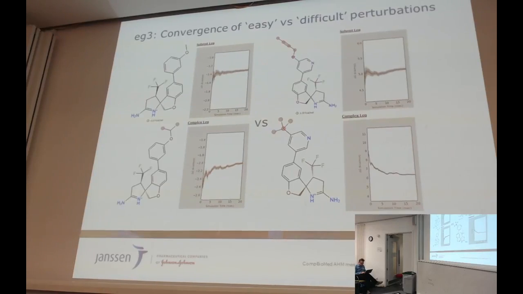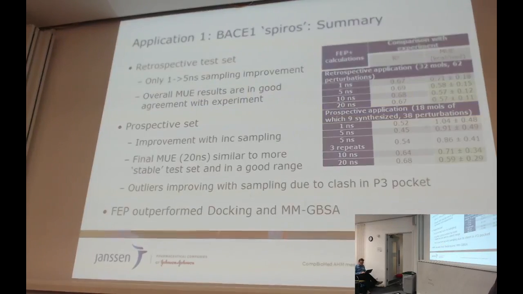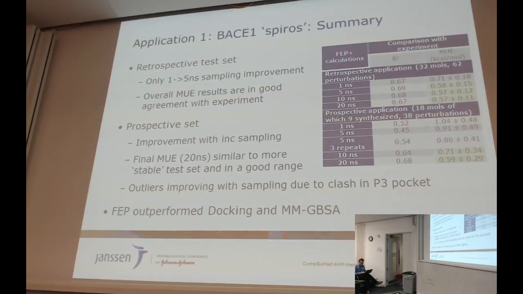This is a sort of perturbation like that, etc. So if we summarize those results, we did a retrospective study first, a big retrospective study on 32 molecules, and things were very well behaved, I would say, in terms of mean unsigned error. That's the difference between the predicted and the experimental binding affinity. Some improvement going from 1 to 5 nanosecond, and after that, no benefit of additional sampling.